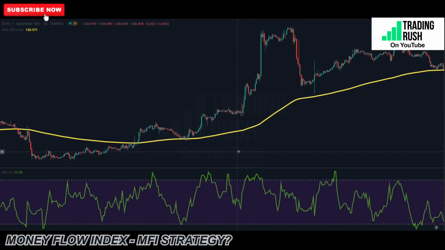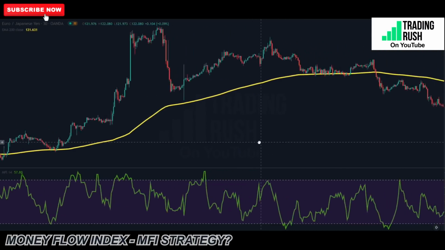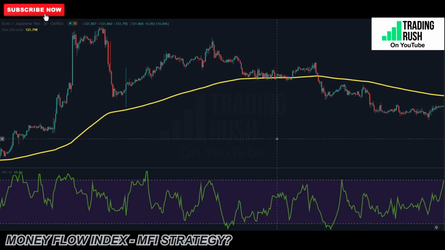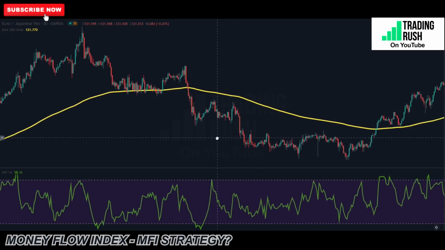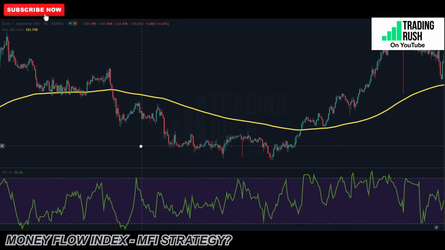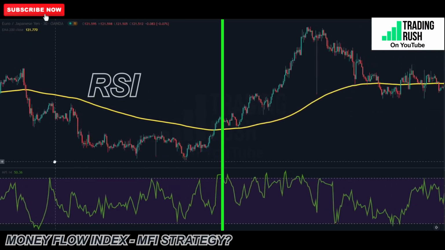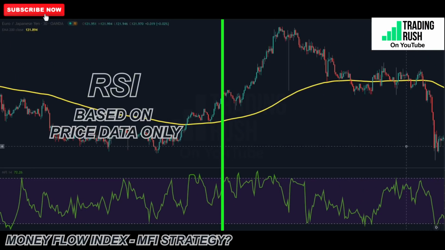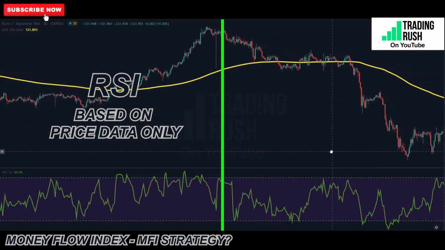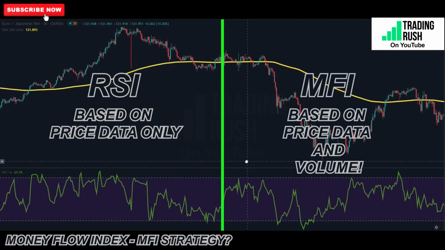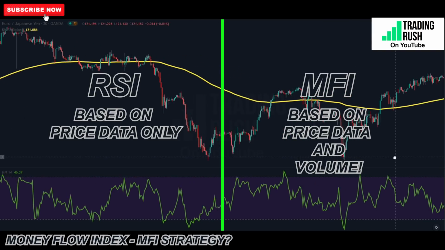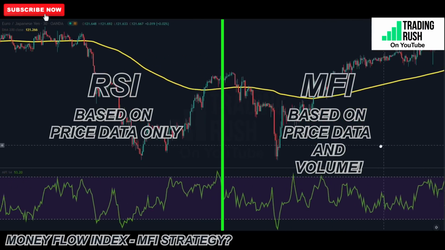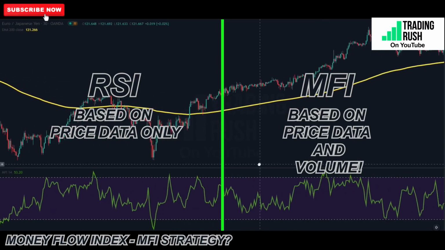Since Money Flow Index and the RSI indicator are closely related, can we say MFI is a better indicator because it takes volume into consideration as well? Well, it depends. If you just want to see oversold and overbought signals based on price data alone, use the RSI indicator. And if you believe that volume is important and want to see overbought and oversold signals based on both volume and price data, use the MFI indicator.